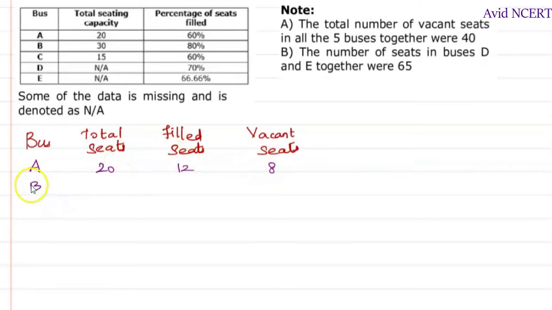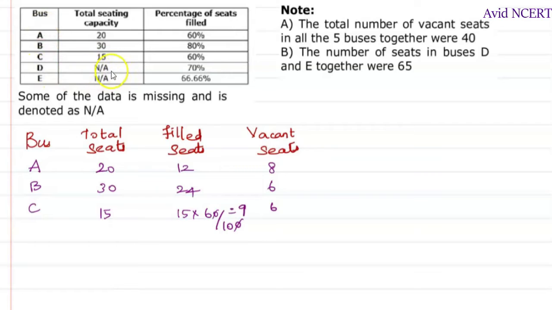Now for bus B, total seats available is 30. Out of this 30, 80% is filled, which is 8 times 3 is 24. And 30 minus 24 is 6. And for bus C, total seating capacity is 15. Out of this 15, 60% seat is filled, which is 15 times 60 by 100. 0, 0 gets cancelled and simplifying, the answer will be 9. And the difference, 15 minus 9, is 6. So the vacant seats available in bus C is 6.